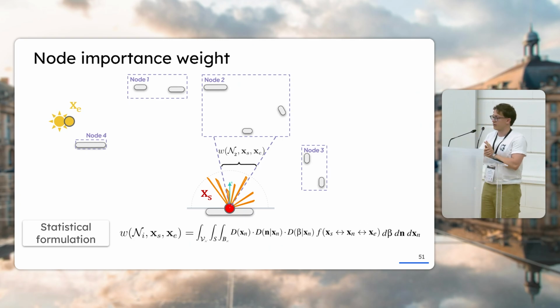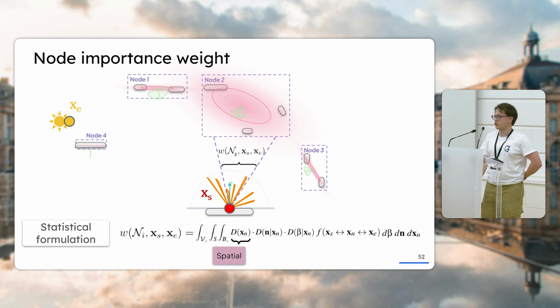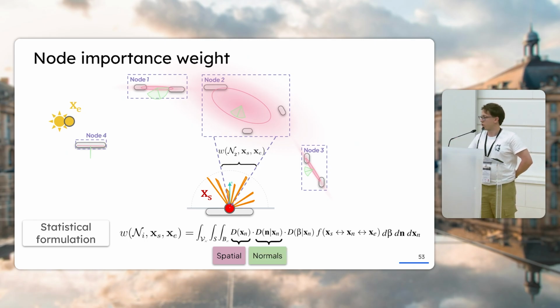The solution that we find is to change to a statistical formulation, which allows us to treat all the geometry of the scene as a continuous cloud of geometry, which can be described with aggregated statistics. Basically, what we are doing is breaking this node importance weight into three main terms: the spatial distribution, which tells us where the geometry is scattered in space in the scene; the directional distribution, which tells us the orientation of the normals of this geometry; and the material distribution, which tells us the reflective properties of this sparse geometry.